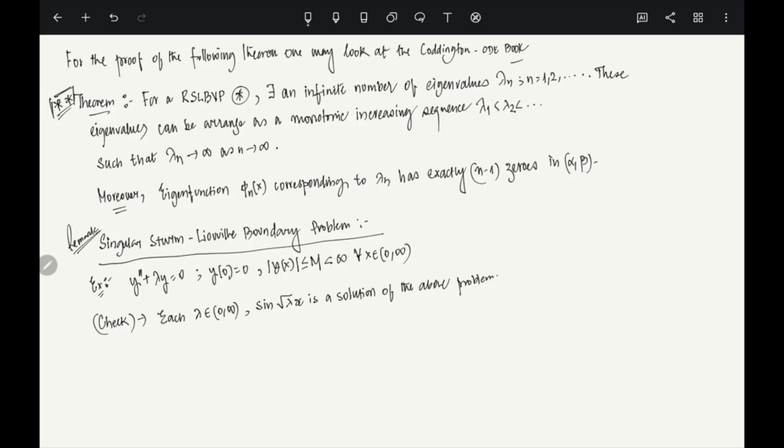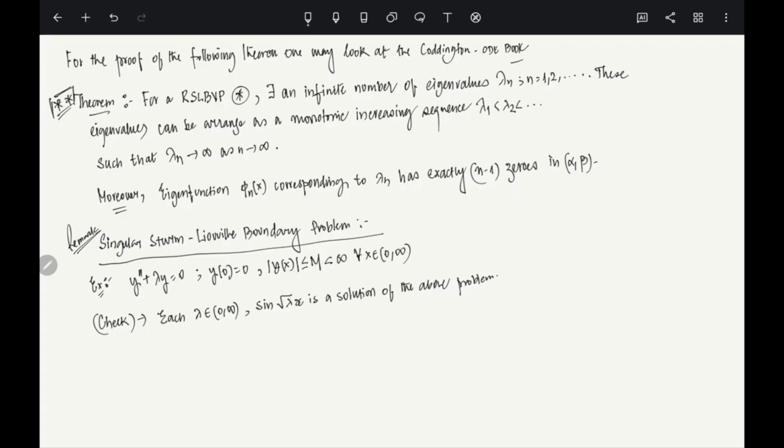Look at the theorem. It said that for a regular Sturm-Liouville boundary value problem, you will have a sequence of eigenvalues lambda 1, lambda 2, lambda 3, lambda n, which are increasing to infinity. The spectrum, the set of eigenvalues, is discrete. For a regular Sturm-Liouville boundary value problem, the spectrum is discrete. For a singular Sturm-Liouville boundary value problem, this theorem does not hold, so the spectrum is not exactly discrete.